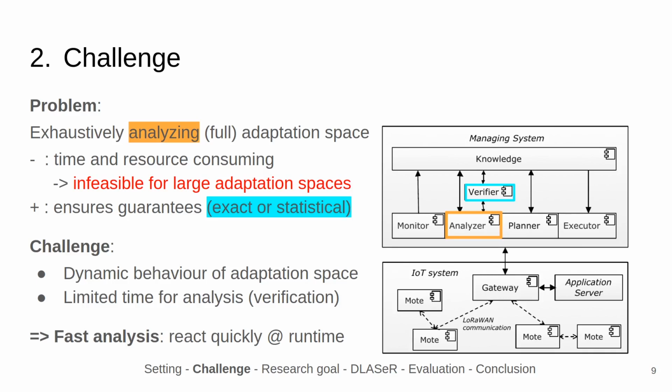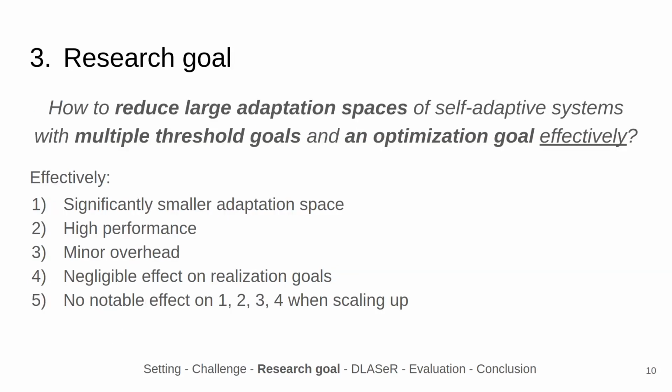So the challenge, which makes this problem quite hard, is first of all the dynamic behavior of the adaptation space, and secondly that we have limited time for analysis or verification. Thus, what we want to achieve is a fast analysis which enables us to react quickly to changes at runtime. This leads to the following research goal: how to reduce large adaptation spaces of self-adaptive systems with multiple threshold goals and an optimization goal effectively.